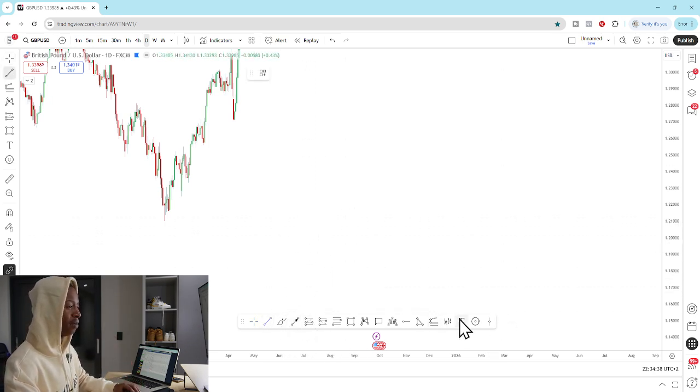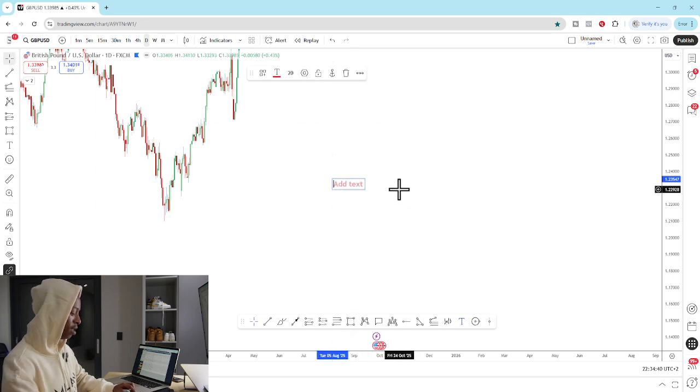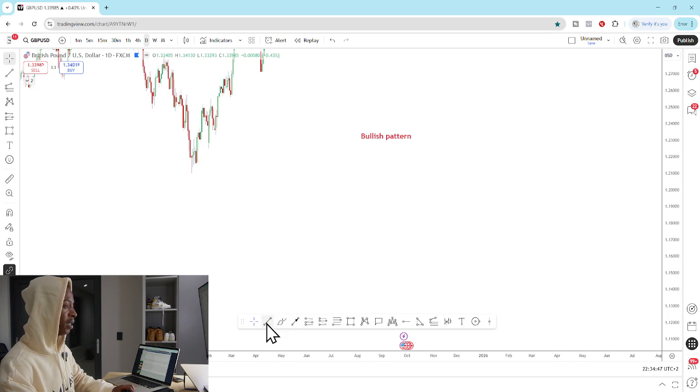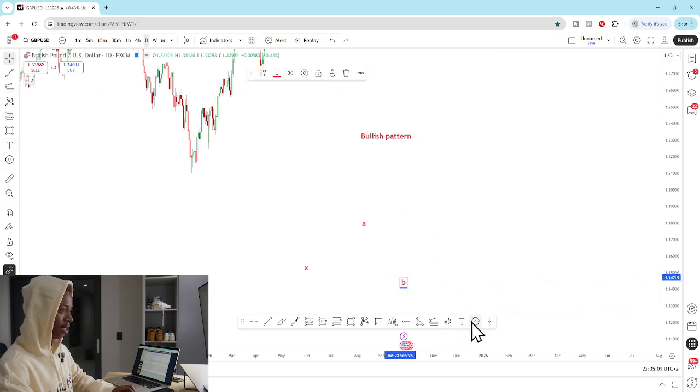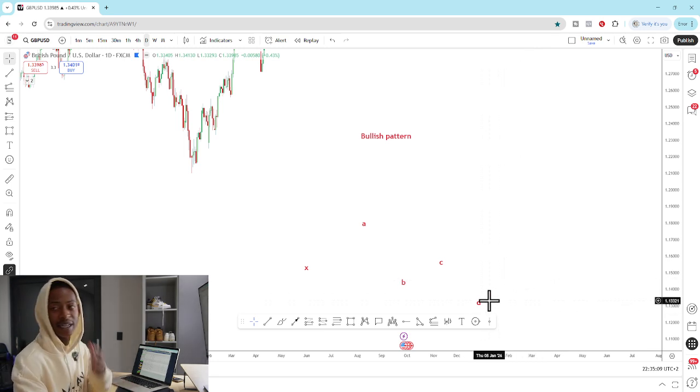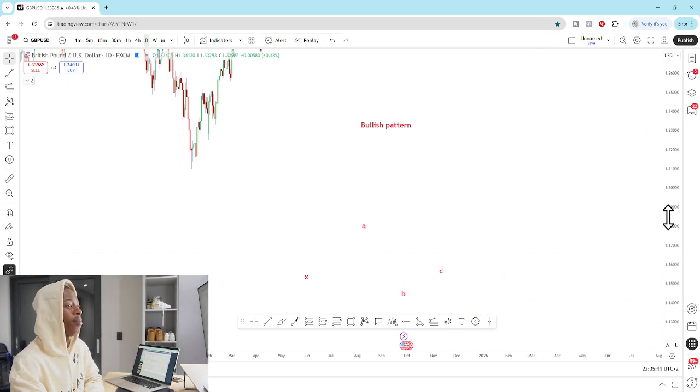So the first one is going to be a bullish bat pattern. This one here is going to be much easier. It's going to be starting off with the X leg, and then there's the A leg, and then there's the B, and then there's the C, and then there's the D for entry. Just bear with me, you are going to see and understand why exactly I'm putting it this way.